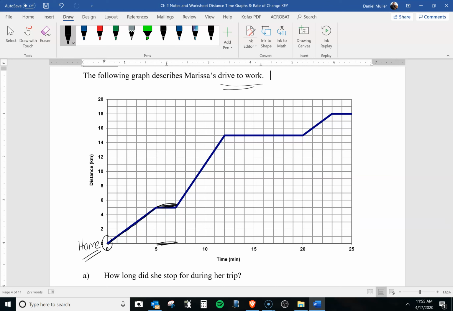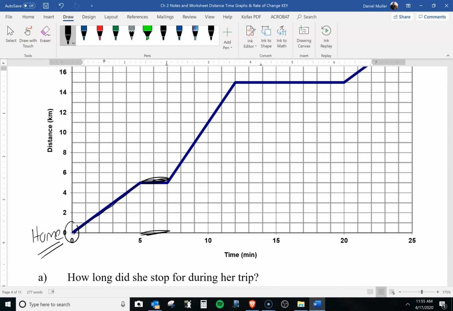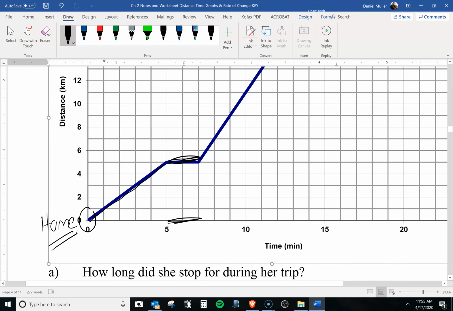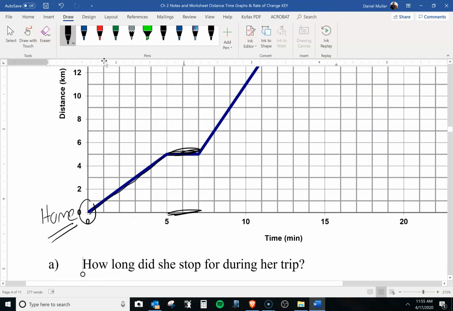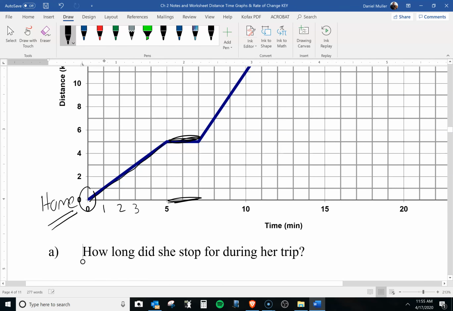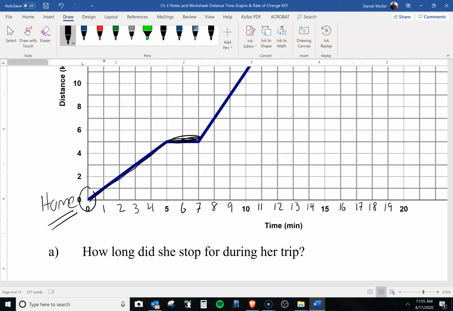Now our scale looks to be ones. If these go up by ones, maybe. 1, 2, 3, 4, 5. Yeah, okay, so they do go up by ones. Because this is not too bad, I'm actually just going to label all of these while I have the time. Well, whatever, I'll stop at 20 here. So from 5 to 7 here, there's some stopping. And is it in minutes or seconds? Okay, it looks like it's in minutes.